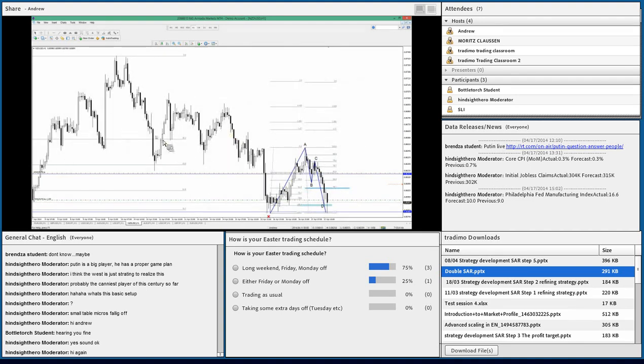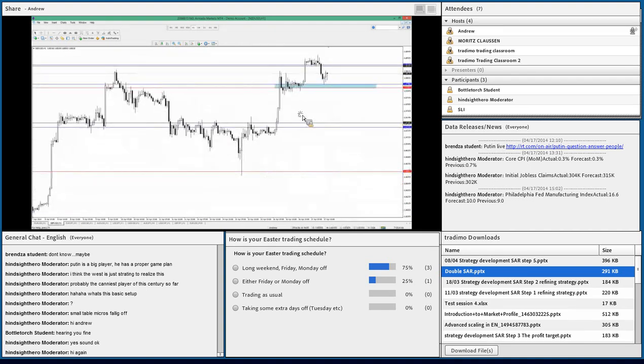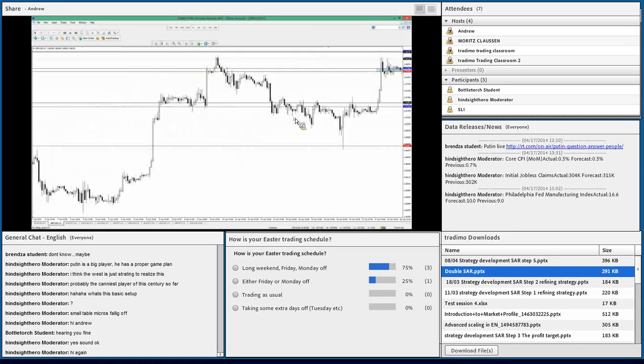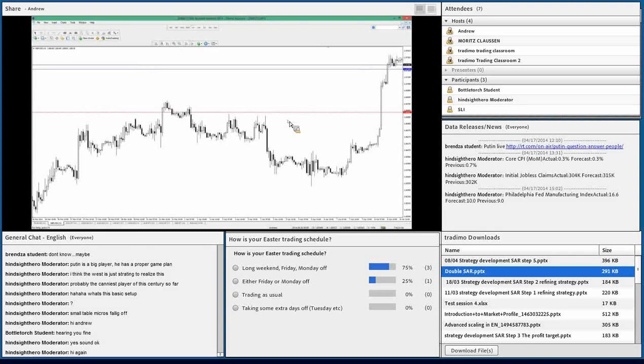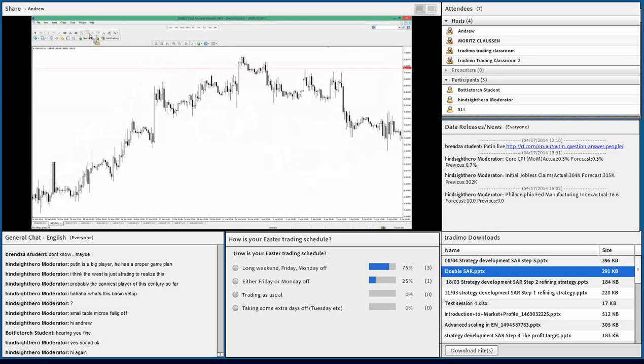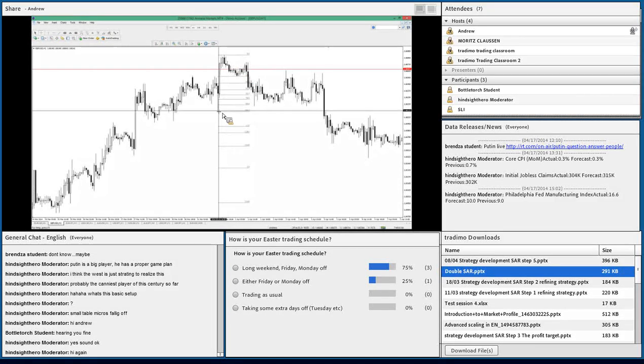So pretty straightforward, I think. Let's have a look and see if we can find us another example here. It looks like there was one here, maybe. Yeah, here we go. So we have a rally, a nice push up. Price retraces to the minimum retracement, which is a 38%. Okay, so there we are. Let me just get rid of this red line. So we have a push up, then retrace.